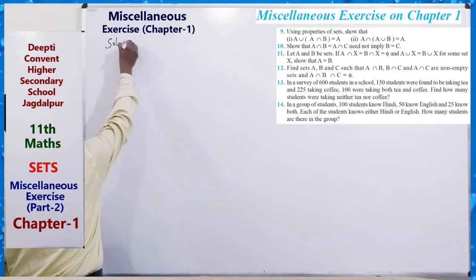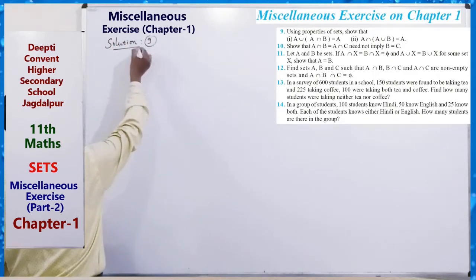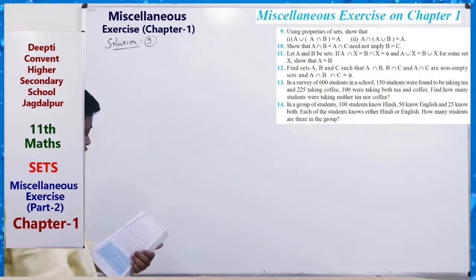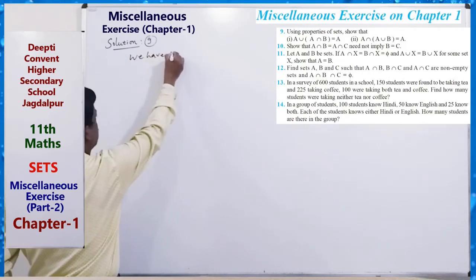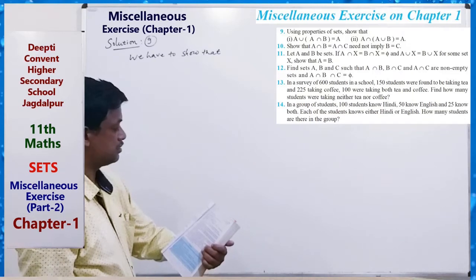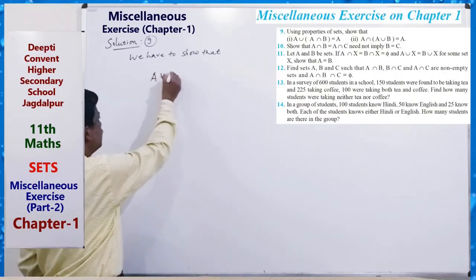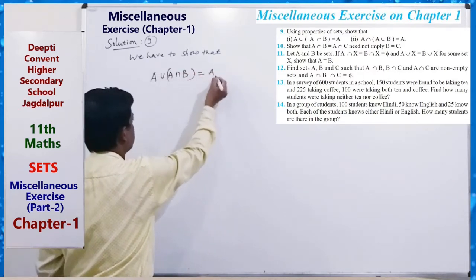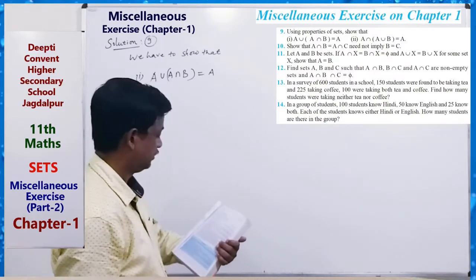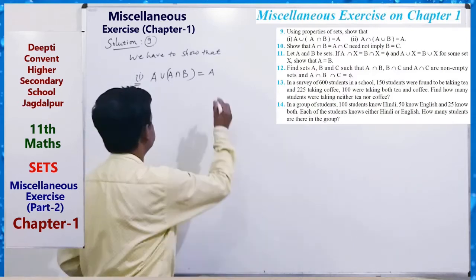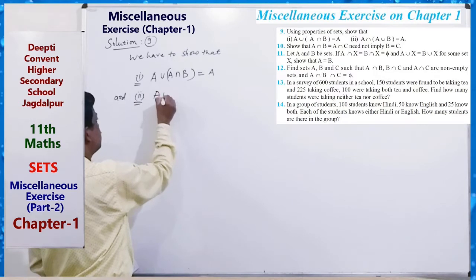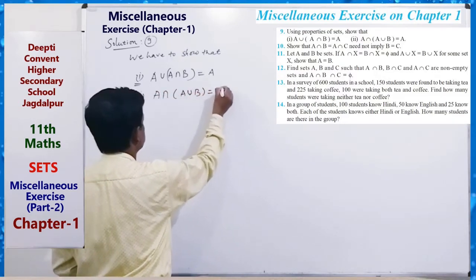Solution, question 9. We have to show that A union (A intersection B) equals A. First, A union (A intersection B) equals A, and second, A intersection (A union B) equals A.